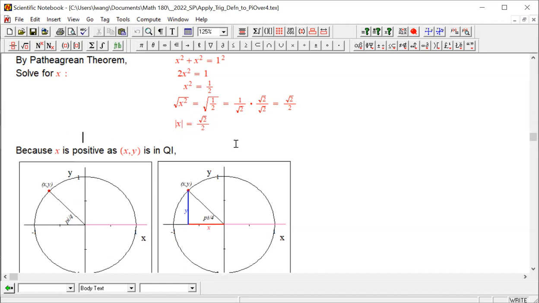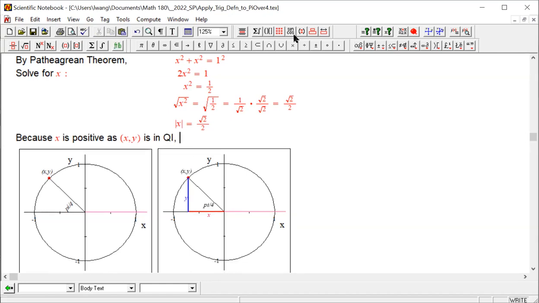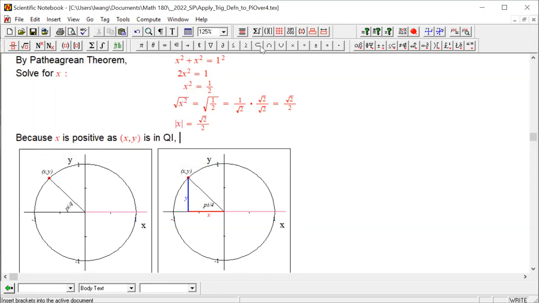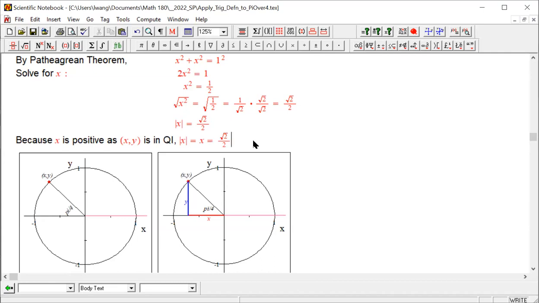the absolute value of a positive number is the same as the number, right? That's the sentence we're using. So the absolute value of x is the same as x because x is positive. As a result, x equals root 2 over 2. And because x is the same as y, y is also equal to root 2 over 2.